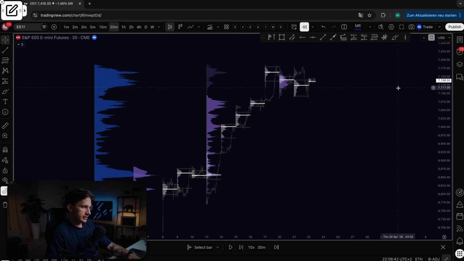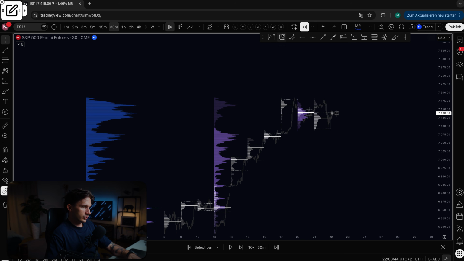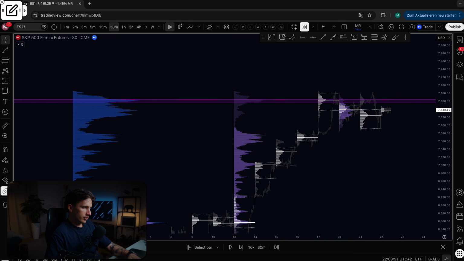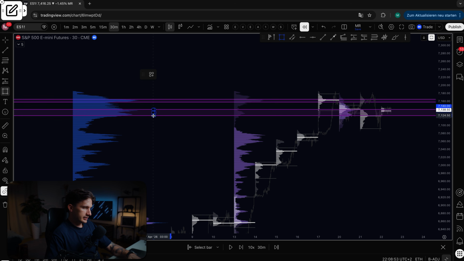So the major trend is to the upward side. Then we are marking out big spikes of volume. So we have here a big spike, right? We also have this big spike right here. So let's say this one right here.